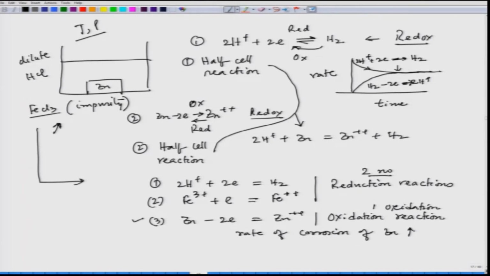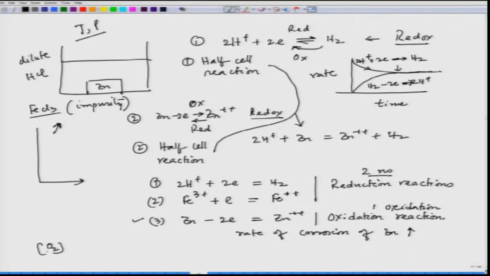Now, in this case we can also have a consideration of dissolved oxygen. Now, if it is containing dissolved oxygen, it would also allow another reduction reaction. So, this reduction reaction for this case, since it is acidic medium, the reduction reaction involving oxygen would be this. This will be the reduction reaction, and this is a very strong reduction reaction.